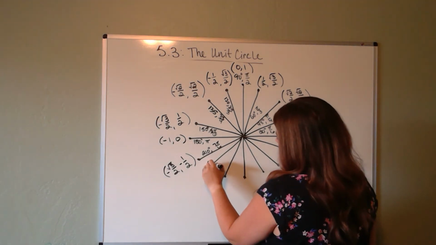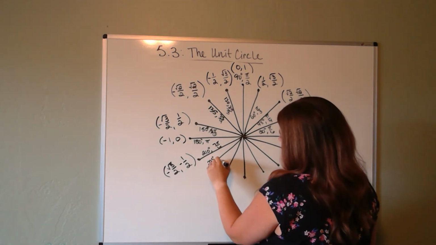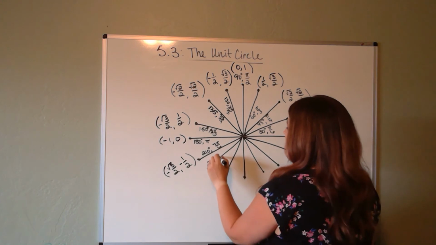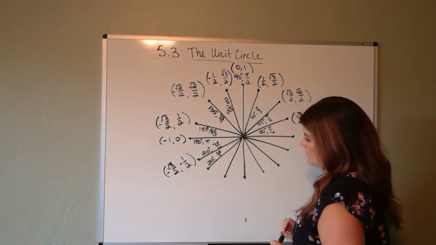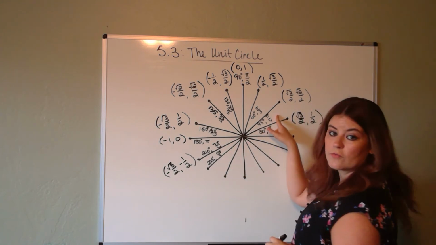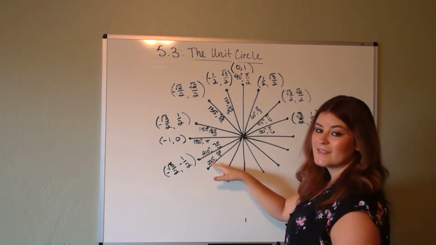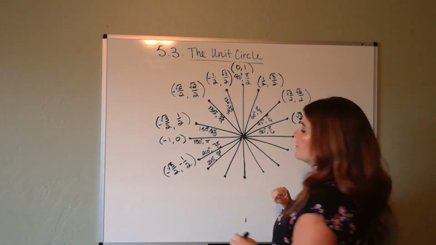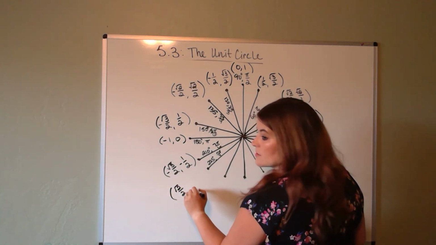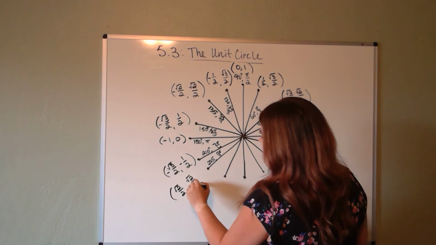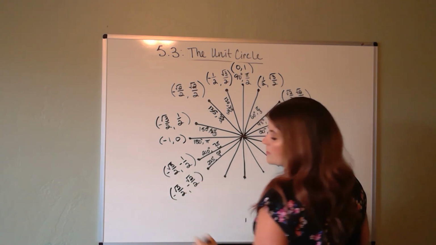All right, 225. 225 is also 5 pi over 4. Reference angle pi over 4, right? And it ends in a 5, so it must be the 45. So it has the same coordinates as 45, the root 2 over 2's. But they're both going to be negative because we're in the third quadrant.